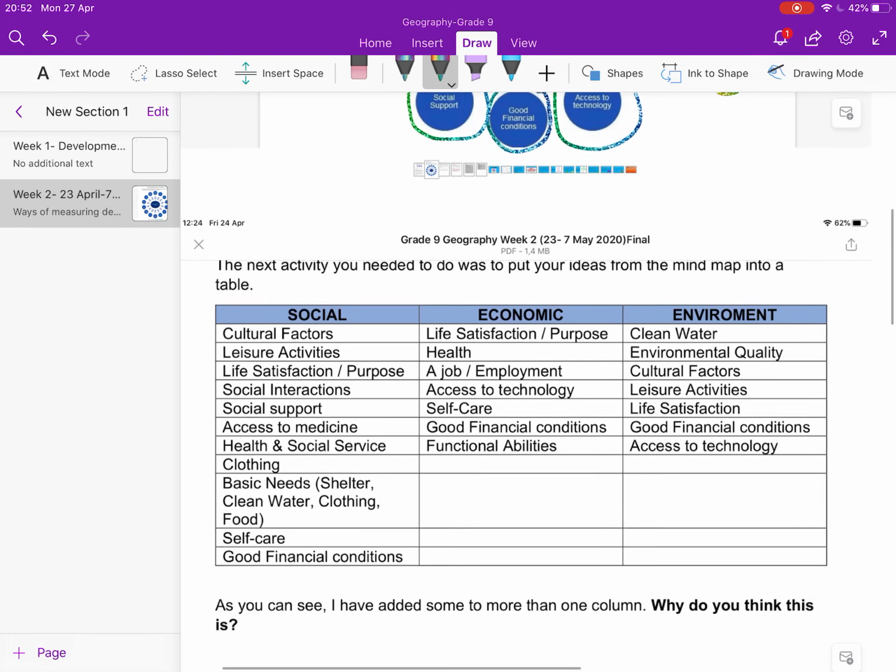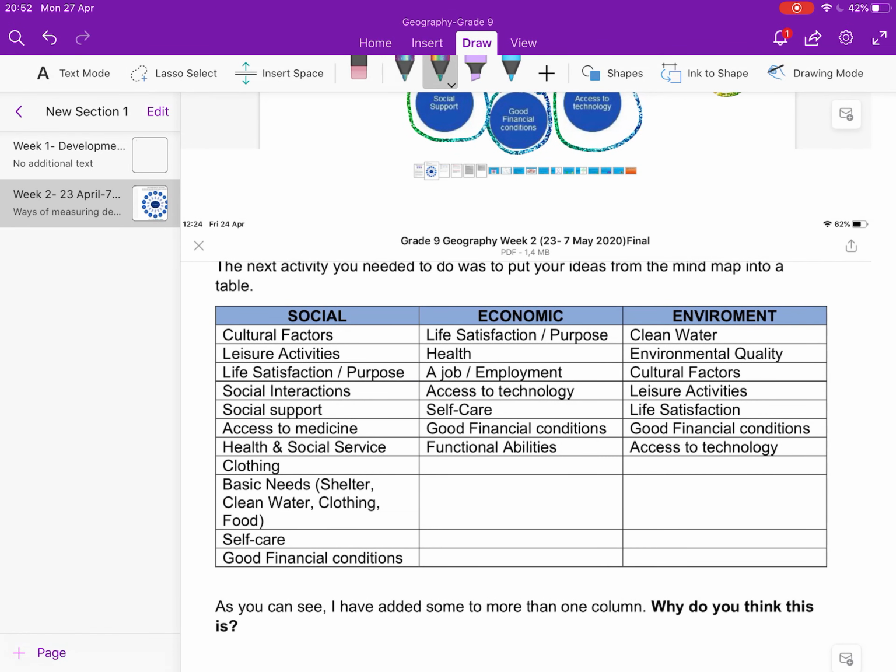Now, everything mentioned above in our mind map, we put into 3 categories: social, economic, and environment. So under the social heading is everything that has to do with the well-being of people, basically our quality of life. Economic has to do with money and income, and the environment has to do with everything we do socially and economically. What impact does it have on the environment? That is very important to note.